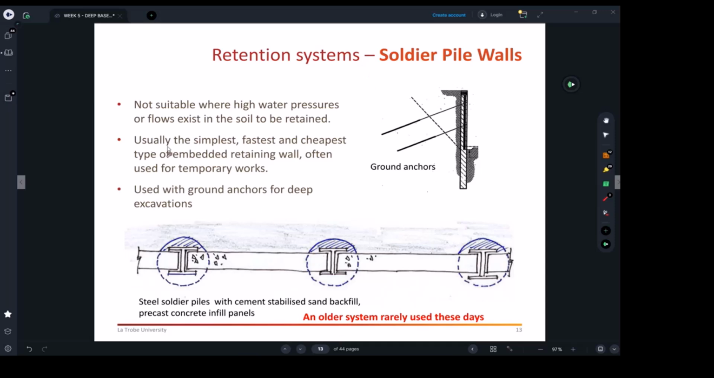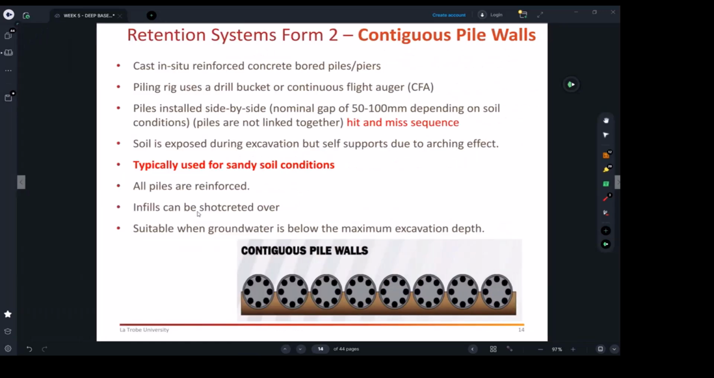The soldier pile system is usually the simplest, fastest, and cheapest because you don't need to put the piles at very close spacing. You can put them away from each other. And the industry knows it very well. They know how to do it very well. Most of the basements are done using this type of retention system. And as we said, it is used with ground anchors for deep excavations, and also when we have rock issues and we are limited with the excavations, as discussed.